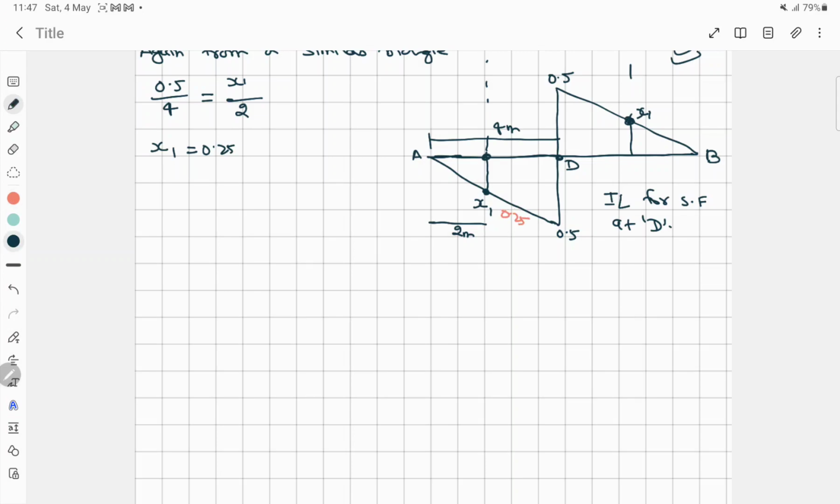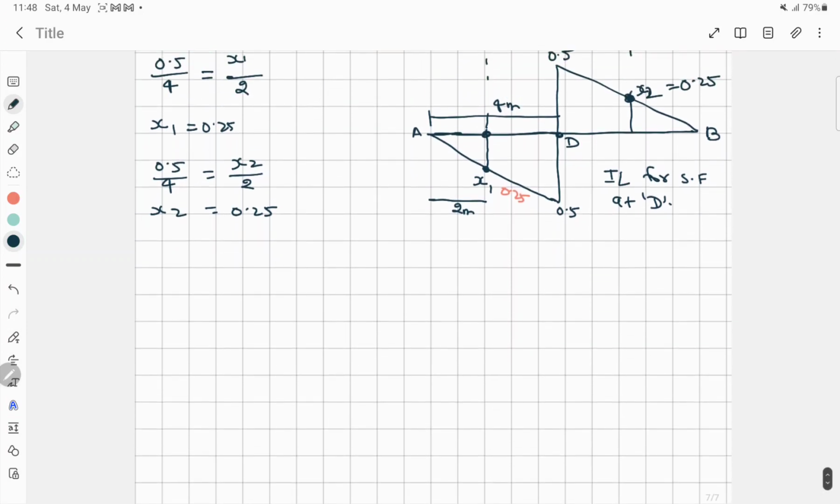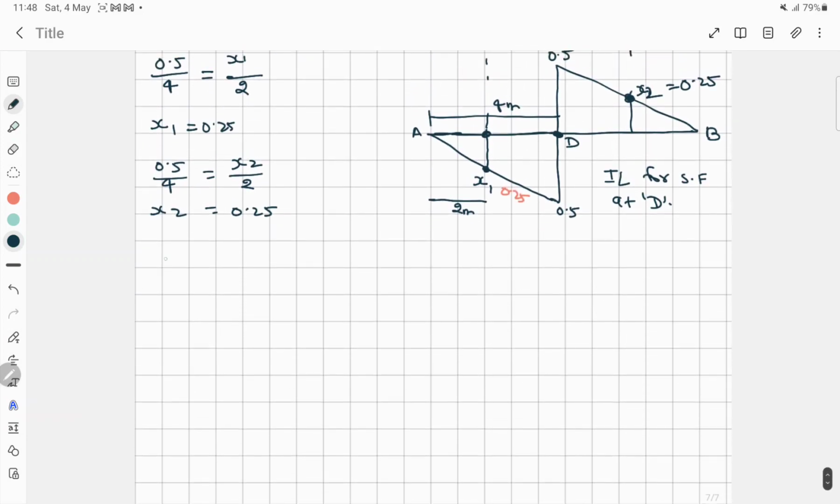Again we have to find for this value. Okay, let's take x2. So now again it will be same like 0.5 by 4 is equal to x2 by 2. The value will be same for x1 and x2, that is 0.25. Okay, now we have to find the shear force at this D point. Shear force is designated by this as F.